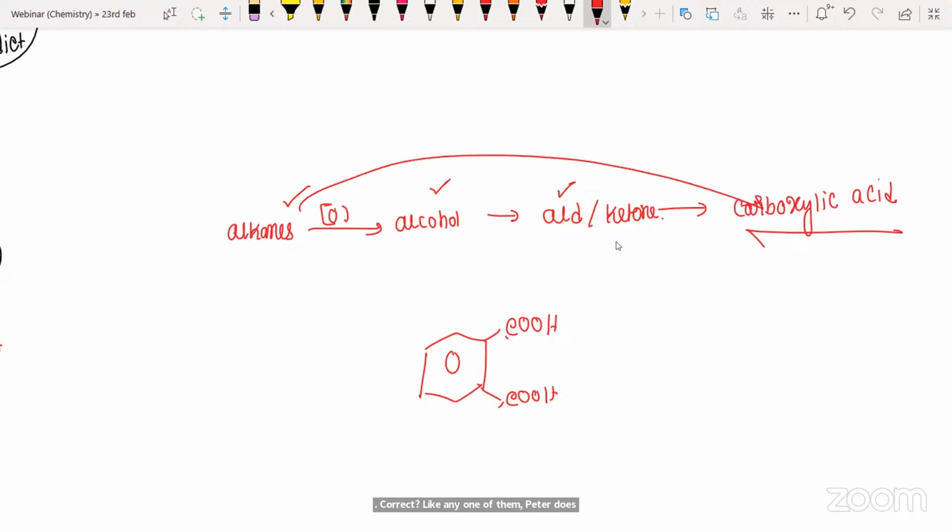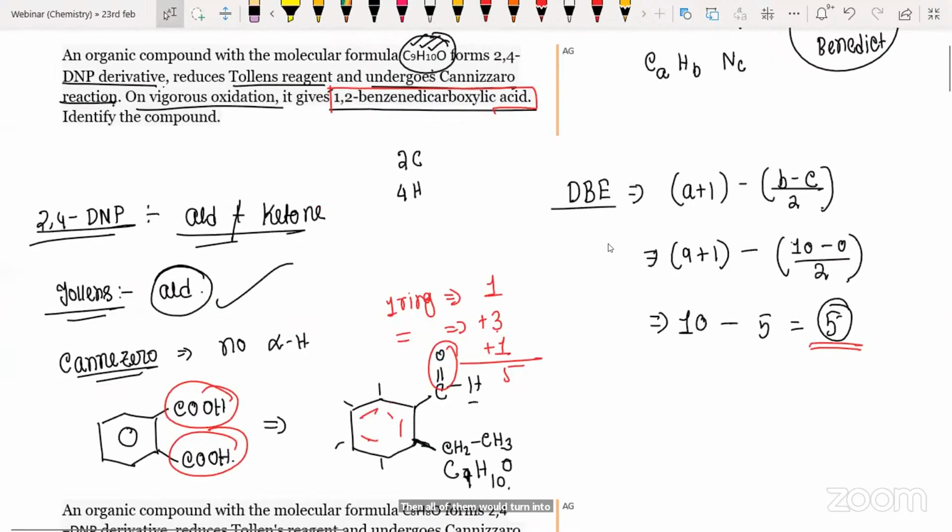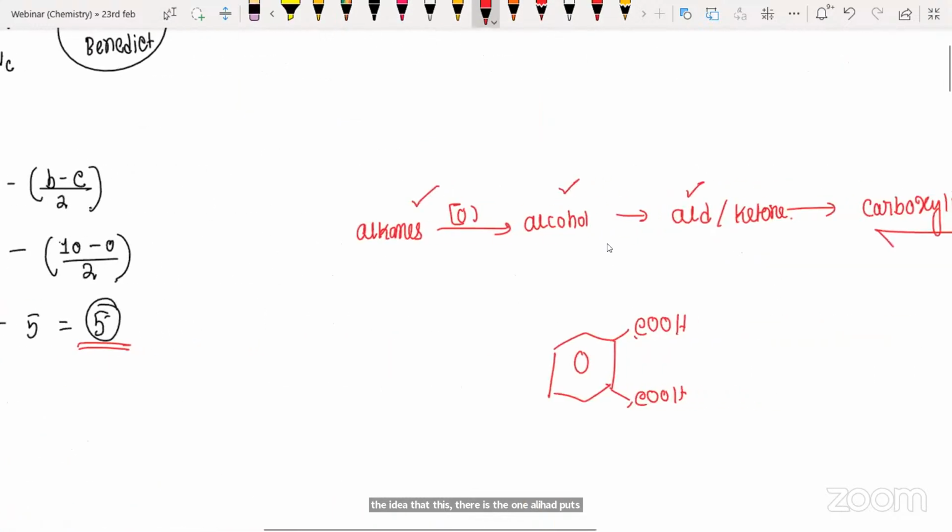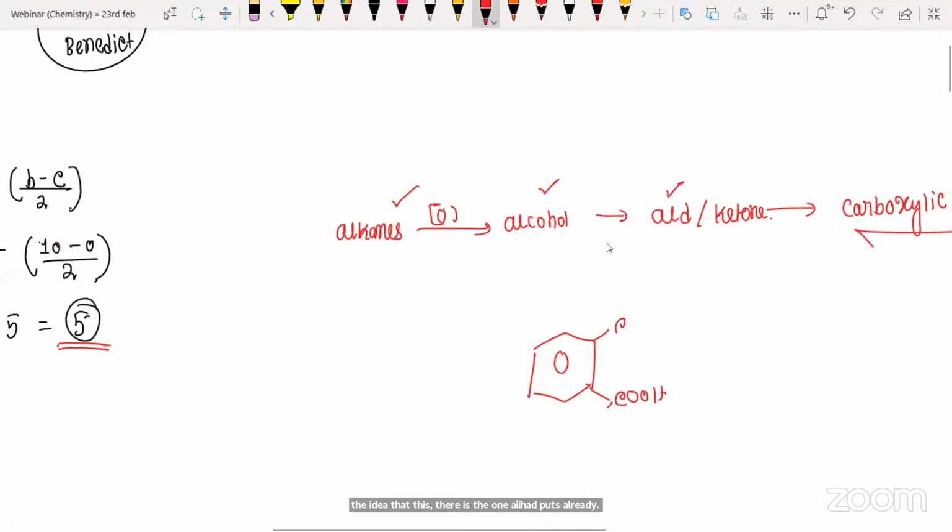Now see, the previous 2,4-DNP test and Tollens' reagent, they have given you the idea that there is one aldehyde group already. Correct? So that means one of the carboxylic acids is coming from the aldehyde segment. Are we clear up to this? Because that has been given in the question. So what is the reason behind the other carboxylic acid? So the other carboxylic acid is coming from this CH2CH3.